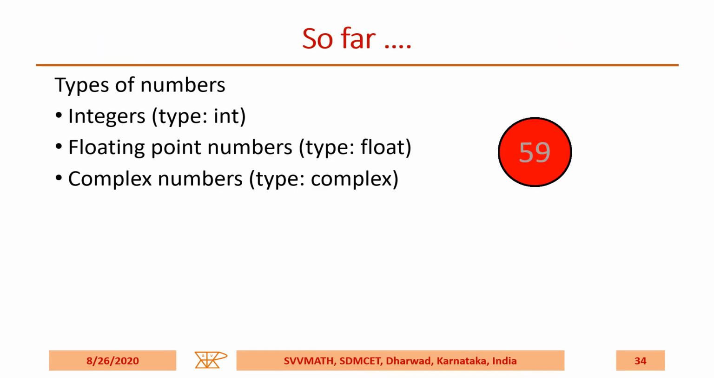So far we have discussed types of numbers in Python: integers, floating point numbers, and one more is complex numbers. You can pause the video, try to recall what all we have discussed. If you don't get anything, just rewind this video, see it again. Once you feel comfortable with whatever I discussed so far, then you can continue with the later part of this video.